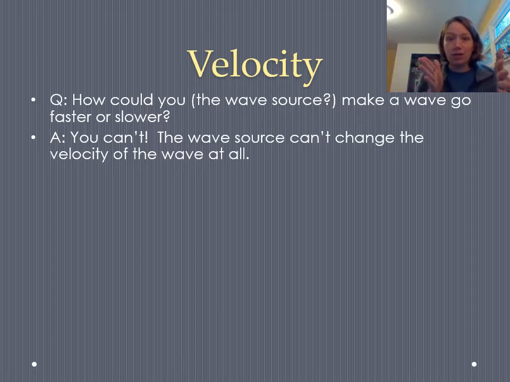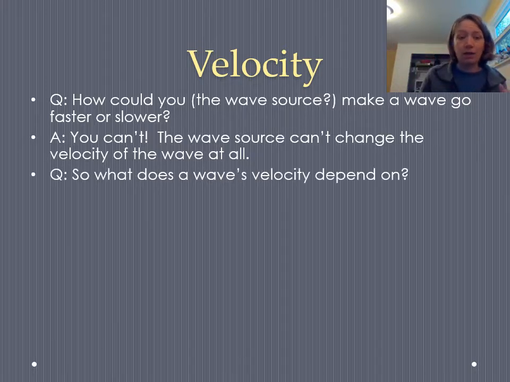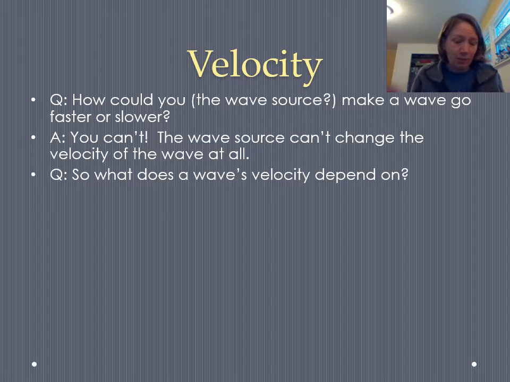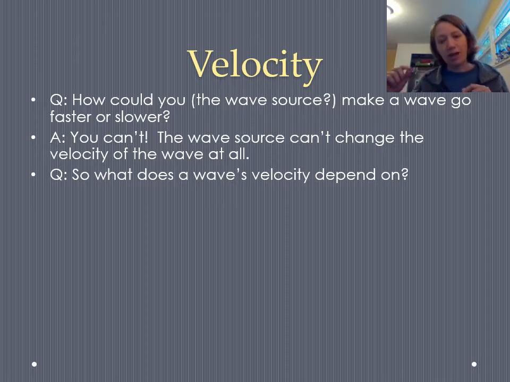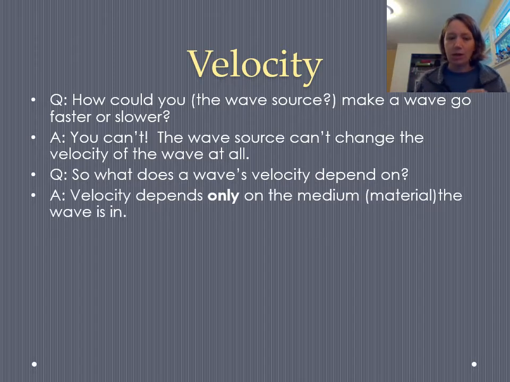If you picture the waves in an ocean, you never have a wave behind catching up to the wave in the front. It doesn't matter how those waves look different. They never are going to catch each other because they're all moving at exactly the same speed. But not all waves in the universe travel at the same speed. So what factors do determine the wave's velocity if it has nothing to do with the wave source? Well, the velocity of the wave depends only on the medium that it's moving in.